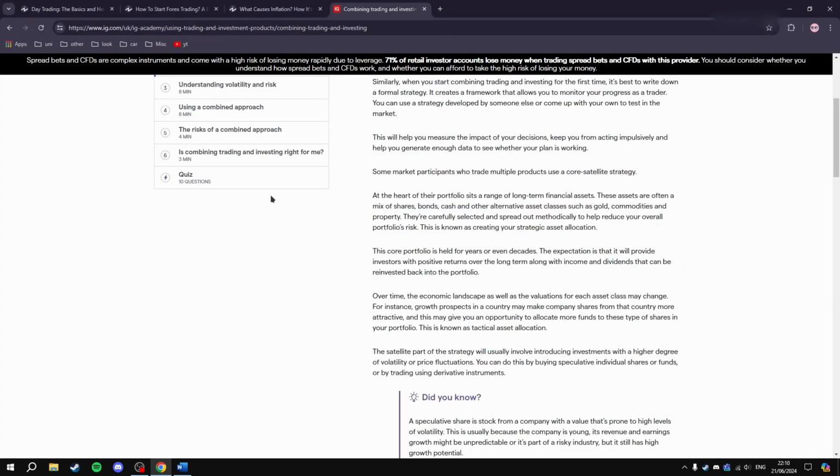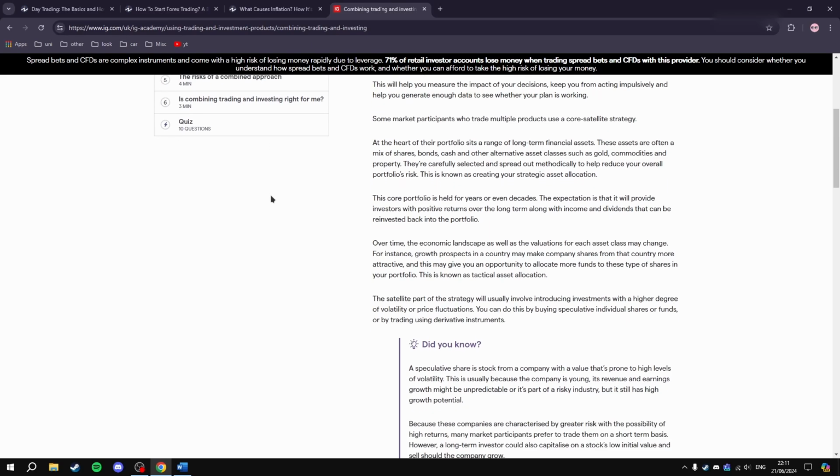It creates a framework that allows you to monitor your progress as a trader. You can use a strategy developed by someone else or come up with your own to test in the market. This will help you measure the impact of your decisions, keep you from acting impulsively, and help you generate enough data to see whether your plan is working.